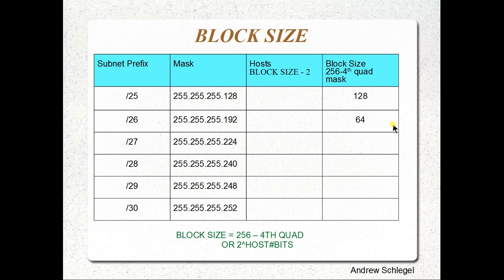Okay, so let's go ahead and take a quick example here. If I have a /25, which we know puts 1 bit in our byte in the 4th quadrant, which gives us a subnet mask of 128. What's the block size? The block size is just 256 minus 128, which is 128. So let's do another one. If I take the byte in the 4th quadrant and I add 2 network bits on the left, that gives me a /26.